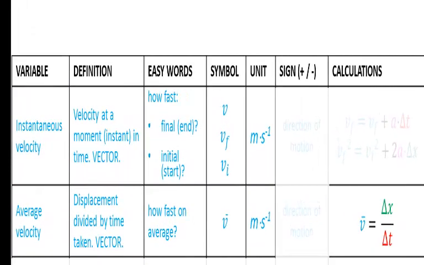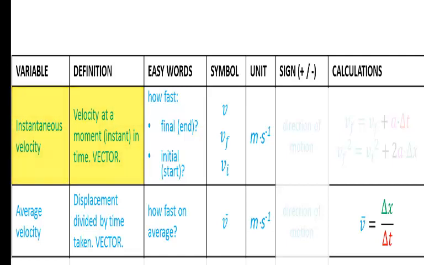Velocity. Velocity means how fast something's going. Instantaneous velocity refers to an instant. Average velocity refers to an interval. So instantaneous velocity is how fast the thing is going at a particular moment.